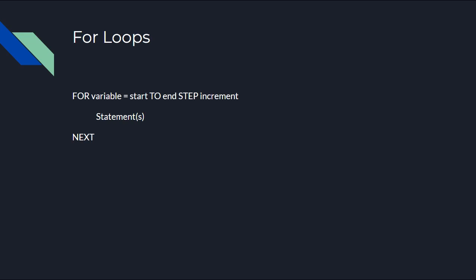So if start was 0, end was 2, and increment was 1, statements would run, variable would equal 0. Then because increment's 1, it increments by 1. So then the statements would run and variable would equal 1. And we're still not at end yet, so then it would increase by 1 more. And the statements would run and variable would equal 2, and that's the value of end, and then it would go and break out of the for loop.